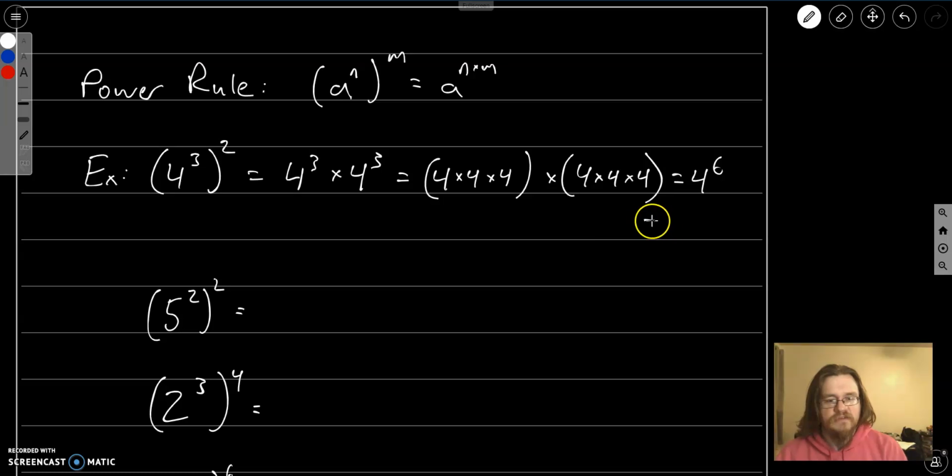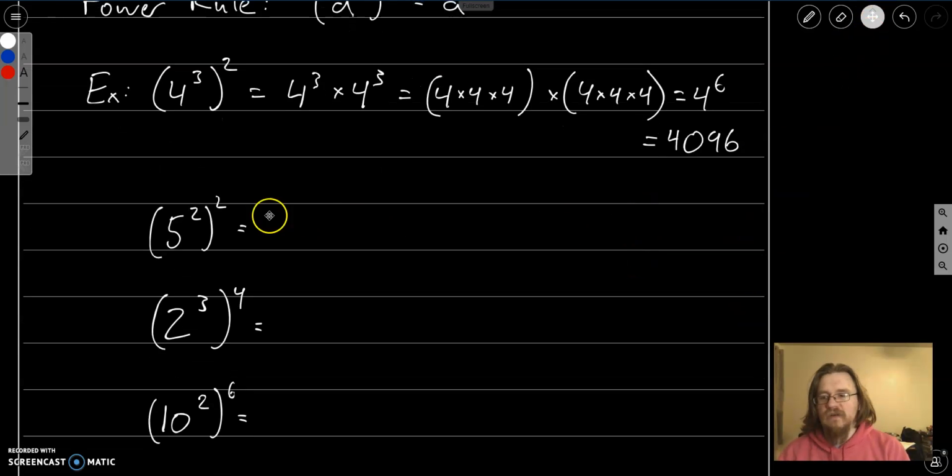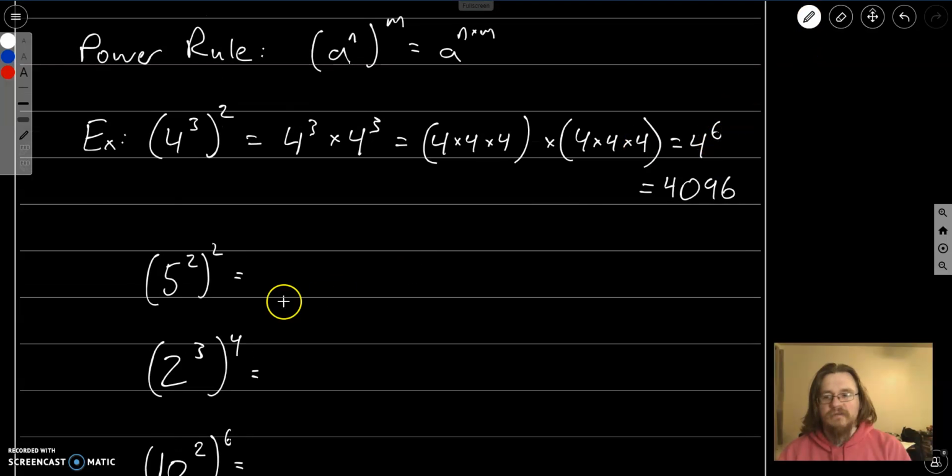So I believe I had done this calculation just a second ago. I believe this is 4,960. So for instance, down here, if I have 5 to the second power to the second power, I can rewrite this using my rule, since I have an exponent and another exponent. This is going to be 5 to the 2 times 2 power, which is 5 to the 4th power.